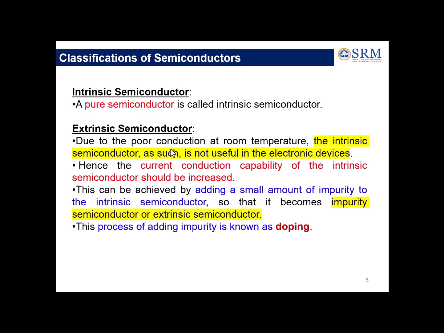Because of the poor conduction at room temperature, we are going to take the pure semiconductor and add some impurities. As such, if you use it, it will not be useful in electronic devices. So to increase the current conduction capability of intrinsic semiconductor, we are going for the addition of impurities. The process of adding impurity is known as doping. To the existing intrinsic semiconductor, we are going to add a small amount of impurity, which makes it an impure semiconductor or extrinsic semiconductor.